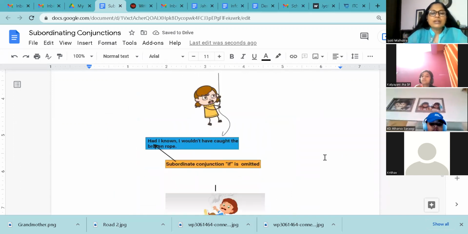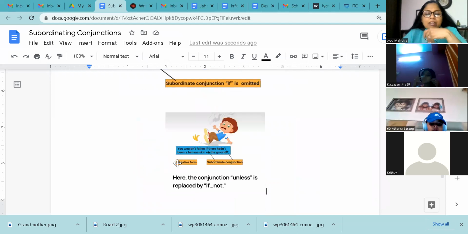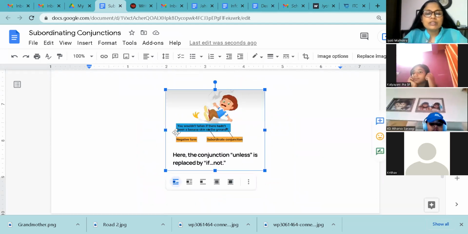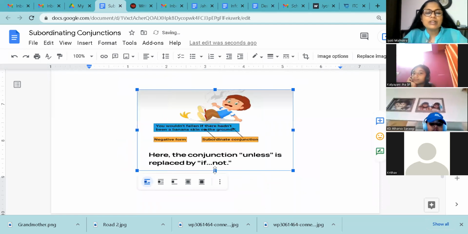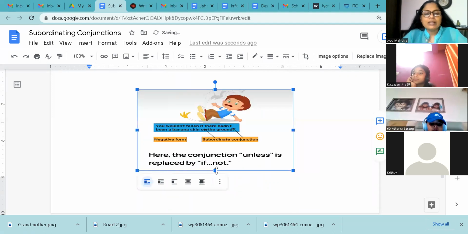Let's read this one. Had I known, please read. Had I known, I wouldn't have caught the broken rope. So instead of if, they have used had I known. Okay. So that's how these conjunctions are used. Either there are some words or some phrases that have been used. Let's look at this one. Yes, Katyayani. Read.